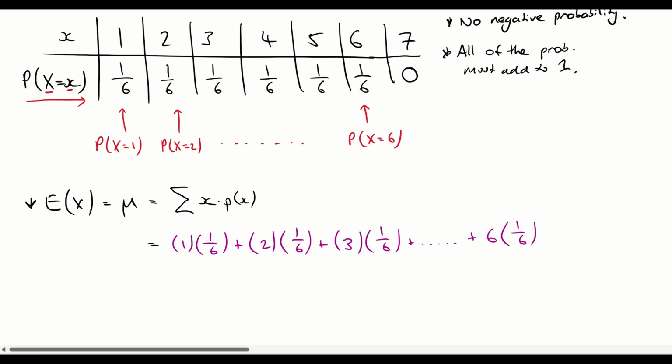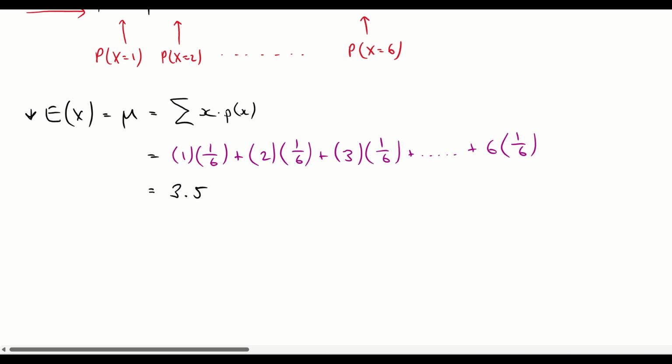And if you were to do this sum and you were to add all of these up, your expected value, or your mean in this particular case, would be 3.5. And that's what we expect. We would expect this to sit directly in the middle between 1 and 6. So 3.5 would be your expected outcome for your discrete random variable.